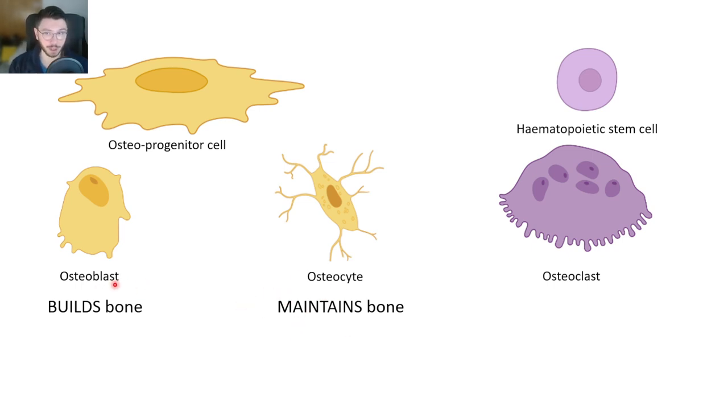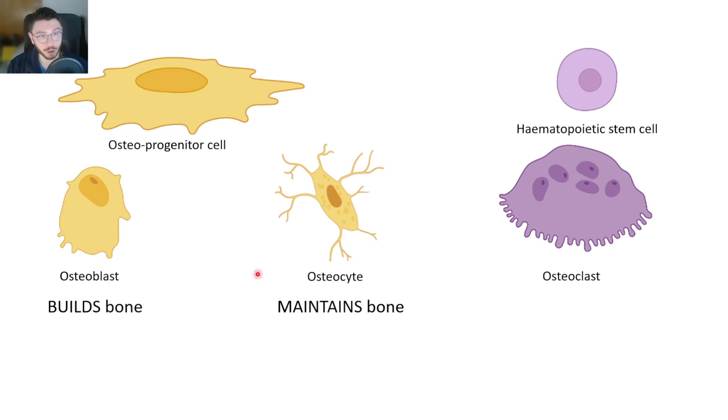Now a little bit more about osteoblasts. Osteoblasts are very circular compared to the osteocytes, and they primarily secrete collagen fibers and other organic compounds that might be needed to build the extracellular matrix of the bone. They also help initiate calcification.